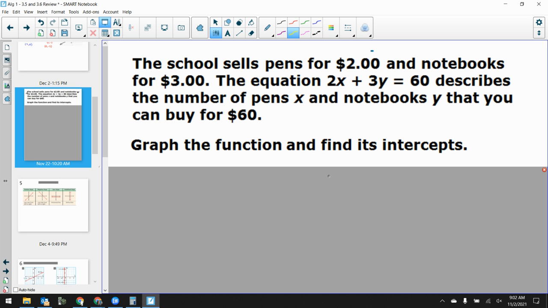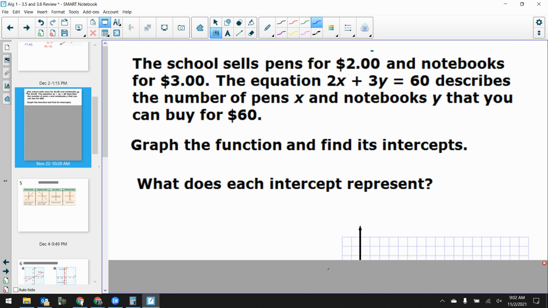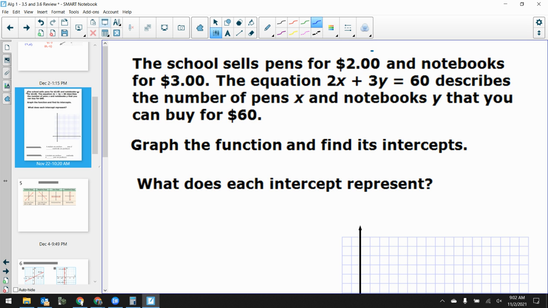All right, we have a school selling pens and notebooks. Each pen is $2. Jeez, that must be one of those nice gel pens, like Pilot G2 pens. Those are nice. The school sells pens for $2 and notebooks for $3. The equation 2x plus 3y is equal to 60 describes the number of pens x and notebooks y that you can buy for $60. Let's graph the function and find its intercepts and then describe what they mean.